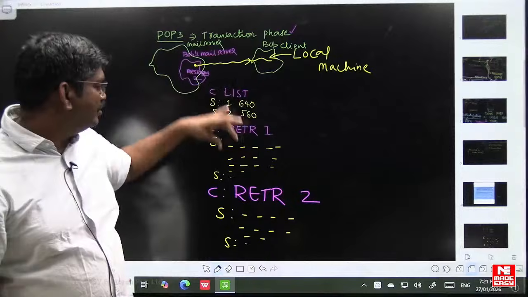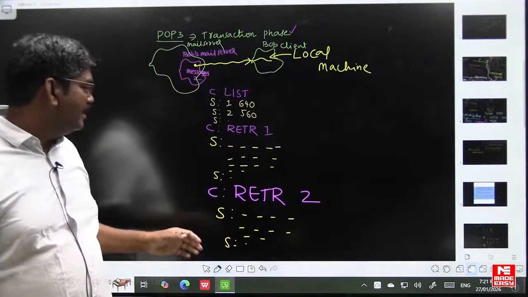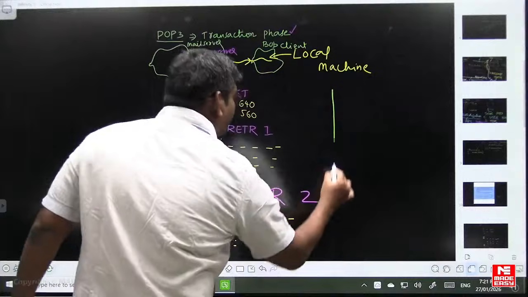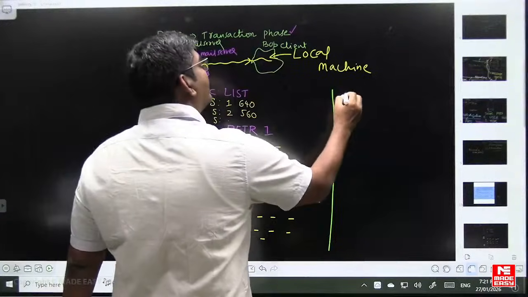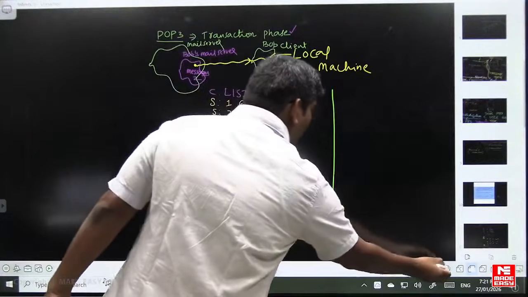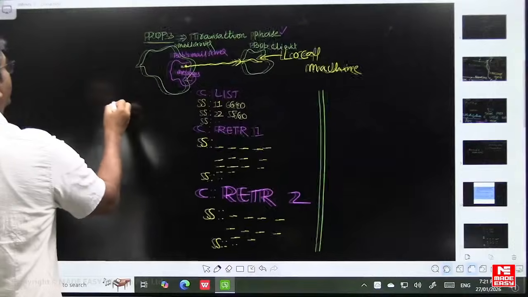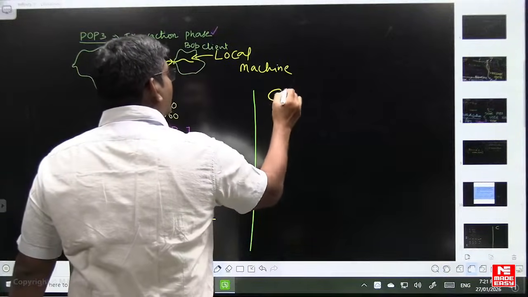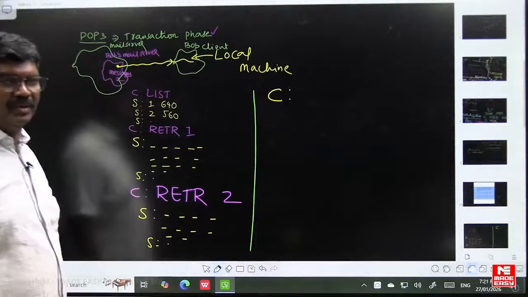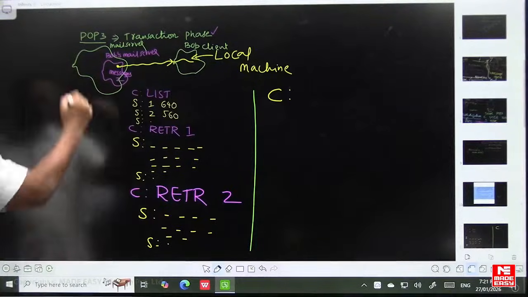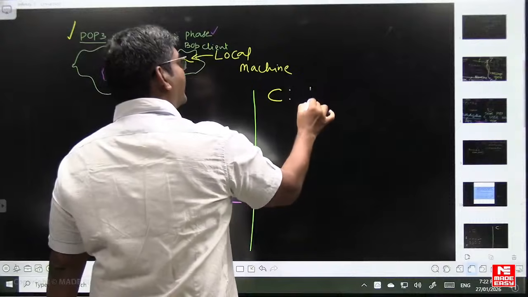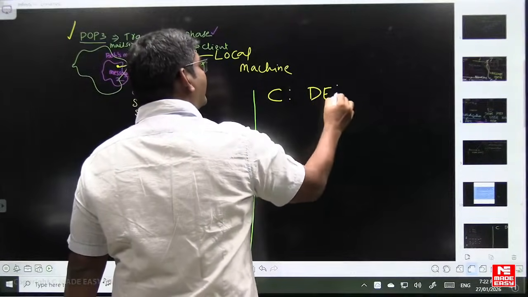One is list, the other is retrieve. Okay? So after this, here I am just writing, what is the next command? And this is one more very important question they can ask you. This is a very good question. In this entire discussion, which protocol is it? POP3. So the next command this client can give is the delete command.